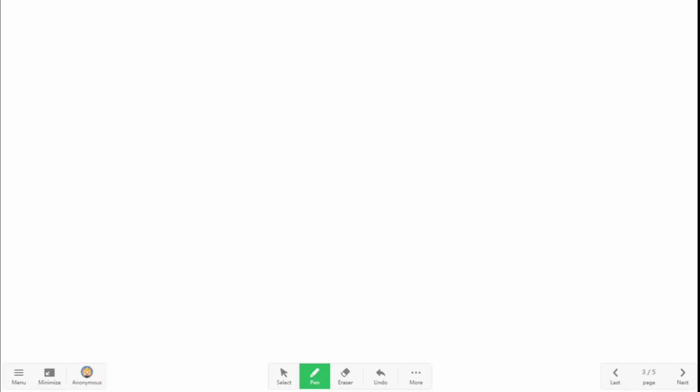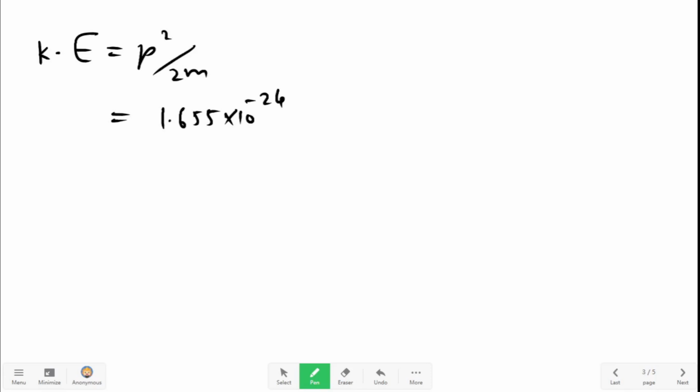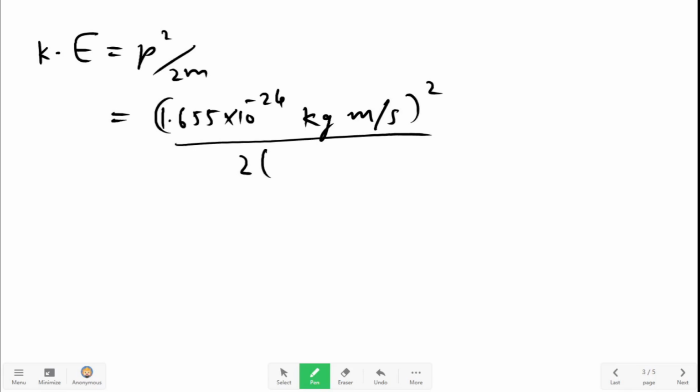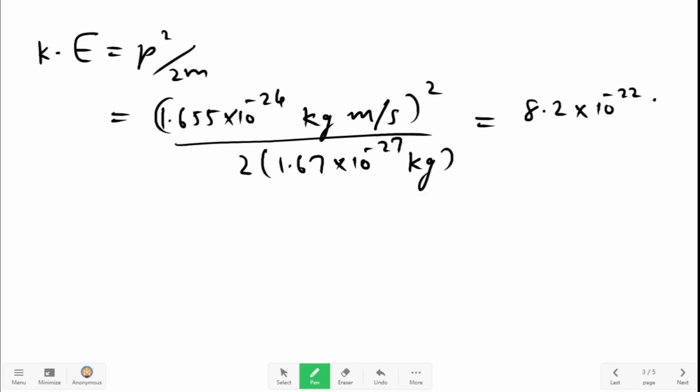And in the non-relativistic case, we can use E is equal to kinetic energy is equal to p square by 2m. p is already found, which is 1.655 into 10 raised to minus 24 kilogram meter per second whole square divided by 2 times mass, the mass of neutron, which is 1.67 into 10 raised to minus 27 kilogram. This is coming out to be 8.2 times 10 raised to minus 22 joule.